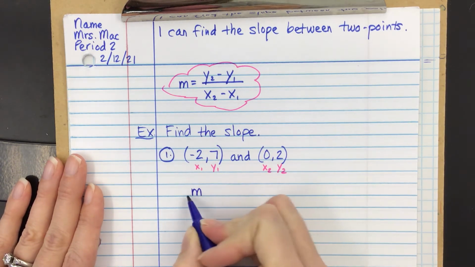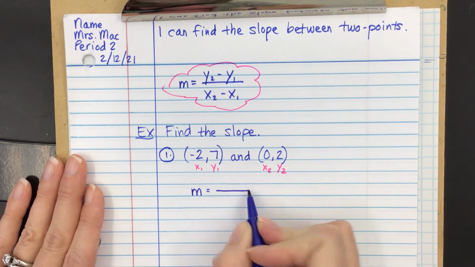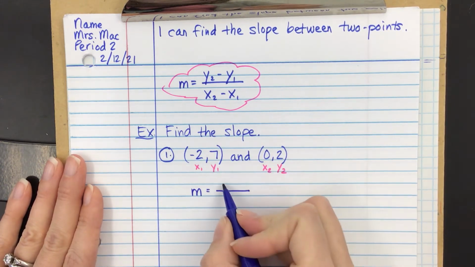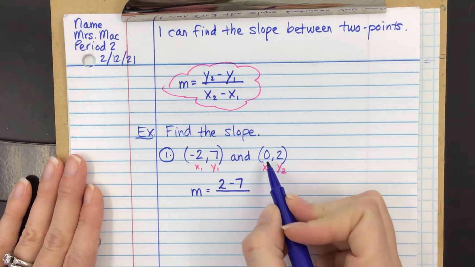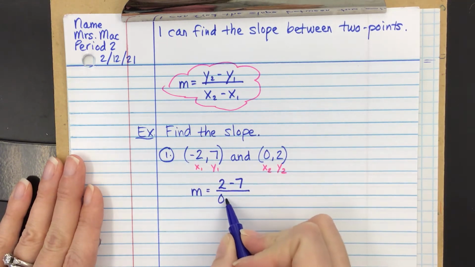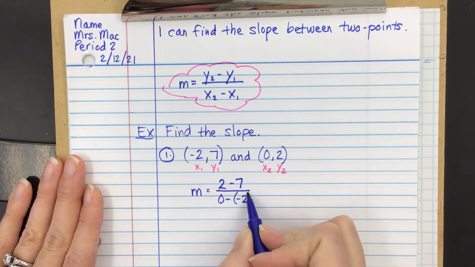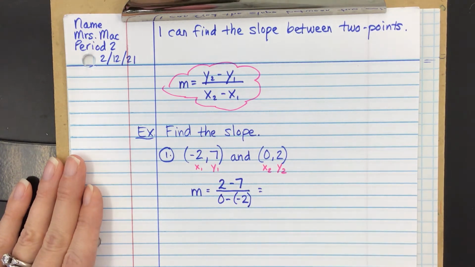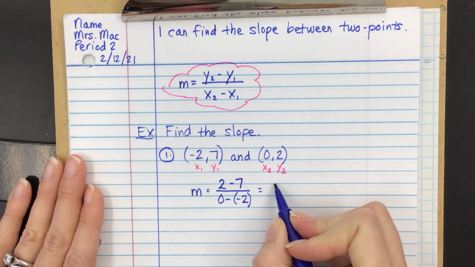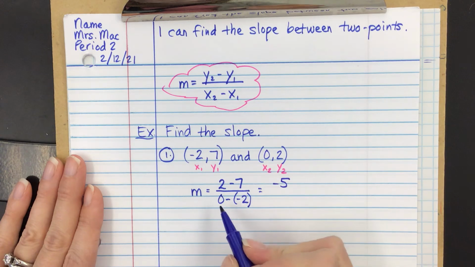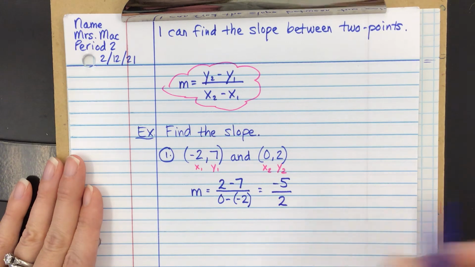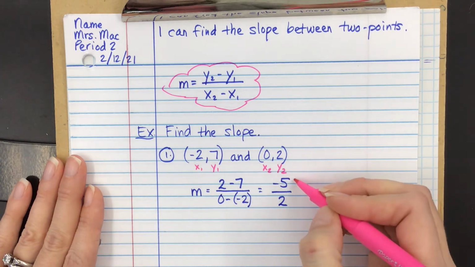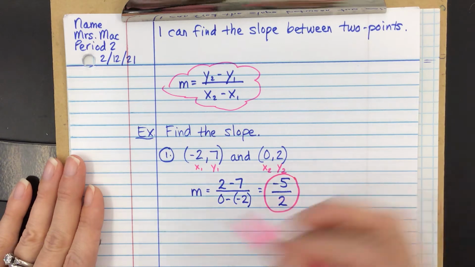Now remember, m is the variable that we use for slope. We're going to subtract our y's on the top. So 2 minus 7. And then 0 minus a negative 2. And then if I solve this, I'm going to get negative 5 on the top. And then, whenever you subtract a negative, it's the same as adding. So this is 2. And that's it. That right there is my slope.